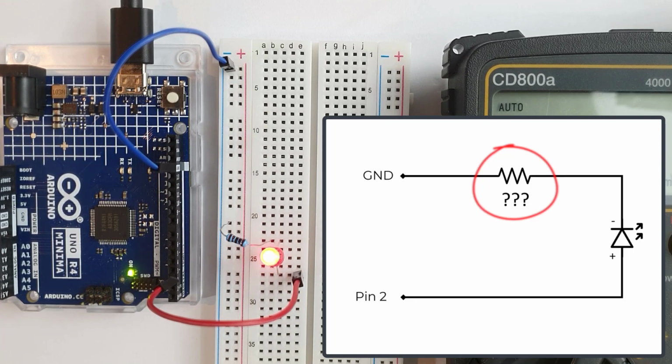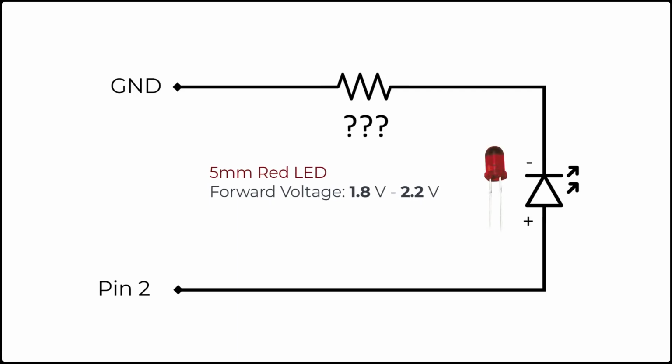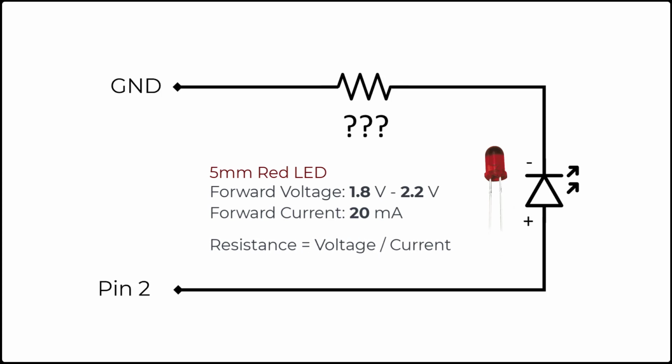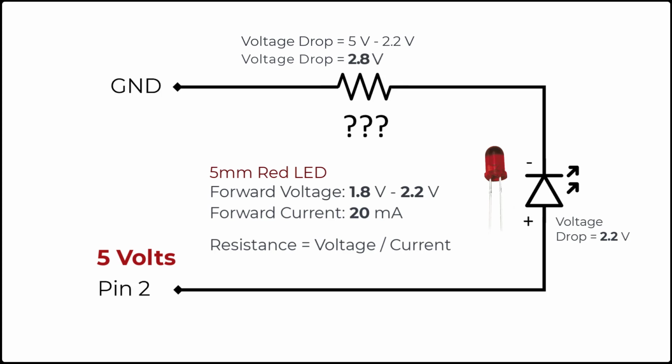For example, a common 5mm red LED has a forward voltage of about 1.8 to 2.2 volts, with a maximum forward current of 20 milliamperes. Using the same formula in Ohm's law, resistance equals voltage divided by current. If we know the forward voltage rating of the LED that we're using, say 2.2 volts, and we are drawing power from an Arduino pin that outputs 5 volts ideally, then the voltage drop across this resistor is 5 volts minus 2.2 volts equals 2.8 volts.